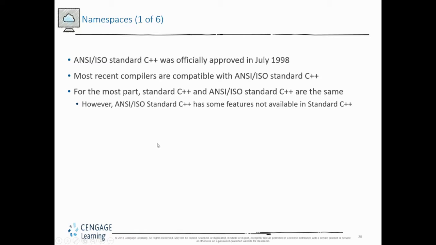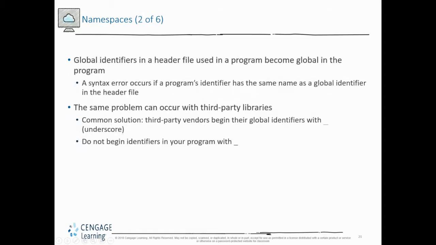All right, so namespaces. Now, you know more or less this stuff here, but this won't be on any of your exams, obviously. ANSI is the American National Standards Institute. It doesn't really matter yet what the acronyms are. All the recent compilers are compatible with ANSI and ISO standards and standard C++. No problem. So there's nothing here.